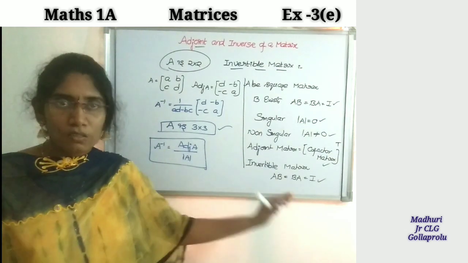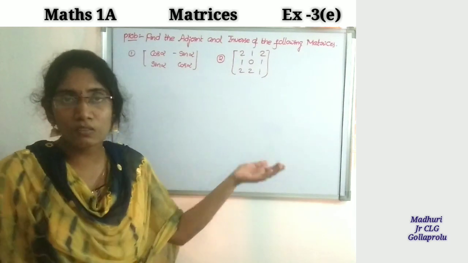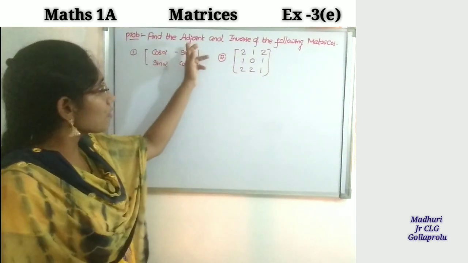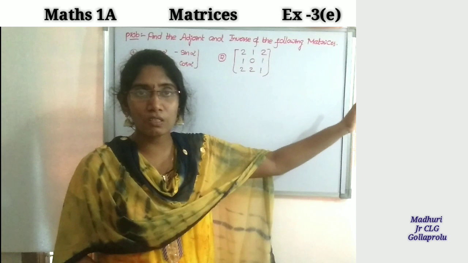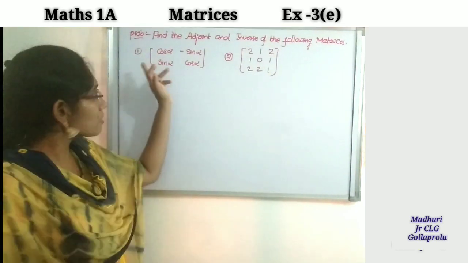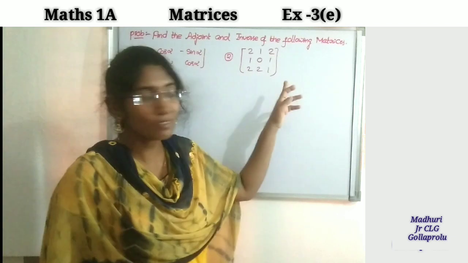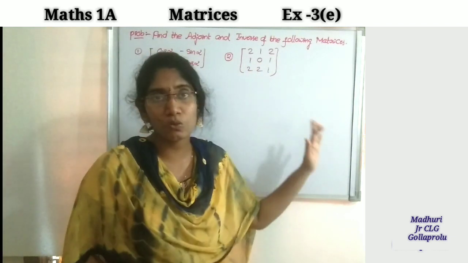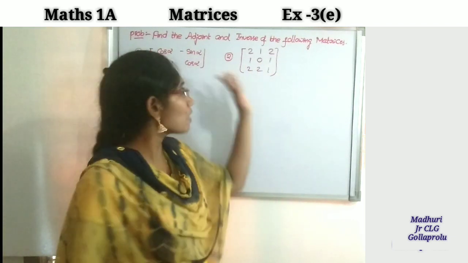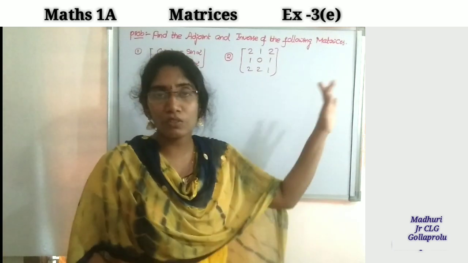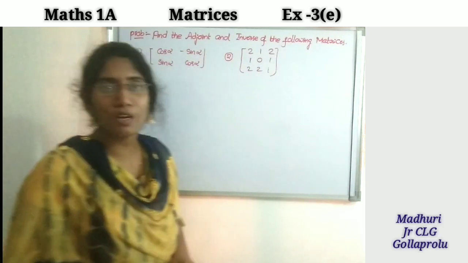Now let us start the next exercise. Okay, this is exercise 3. The first problem: find the adjoint and inverse of the following matrices. The first question is the matrix [cos alpha, sin alpha; -sin alpha, cos alpha], and the second question is the matrix [2 1 2; 1 0 1; 2 2 1]. Okay, two questions are given. We have to find the adjoint and inverse of the following matrices. Okay, let us start the solution.